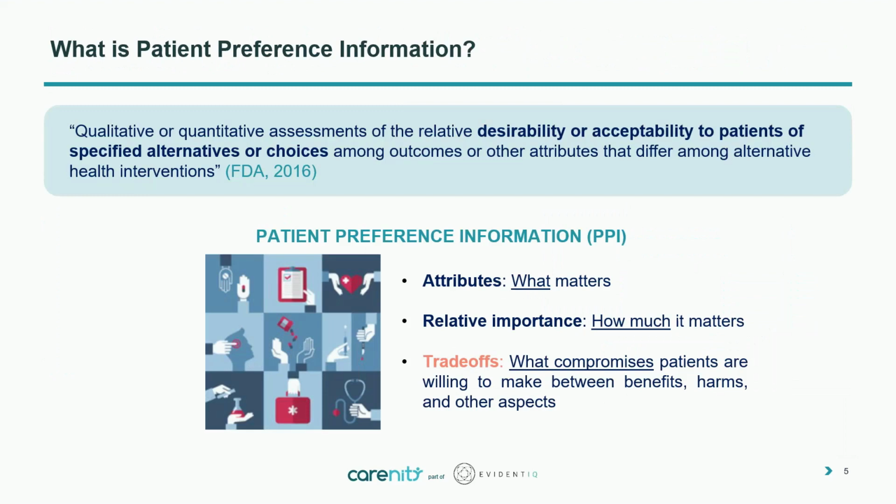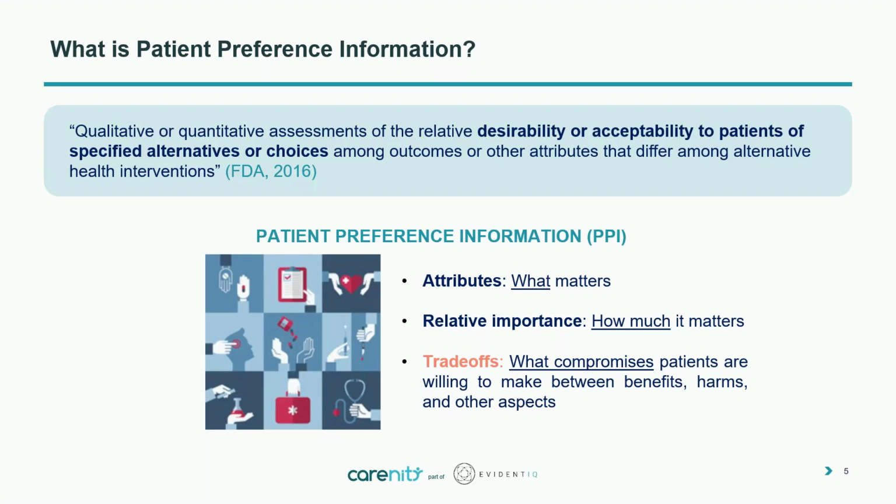Patient preference information is defined by the FDA as qualitative or quantitative assessment of the relative desirability or acceptability to patients of specified alternatives or choices among outcomes or other attributes that differ among alternative health interventions. In other words, patient preference information reflects what treatment attributes matter to patients, how much this matters to patients, and how patients make trade-offs between treatment attributes. Describing trade-offs allows us to evaluate compromises made by patients when they select their preferred treatment option.